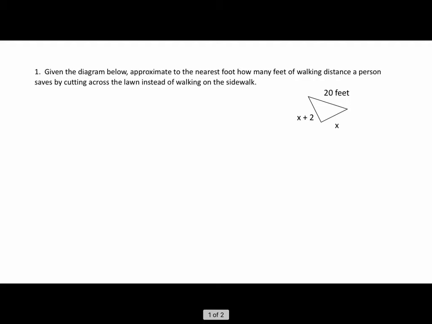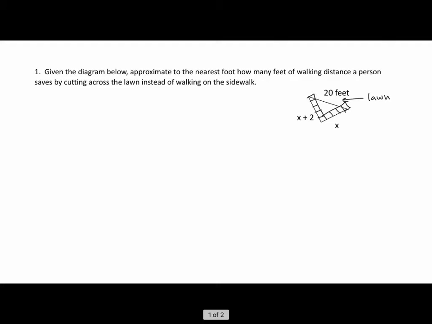Given the diagram below, approximate to the nearest foot how many feet of walking distance a person saves by cutting across the lawn instead of walking on the sidewalk. So here we have the sidewalk. And there's the lawn that we could cut across. Probably save us some distance and some time, right?